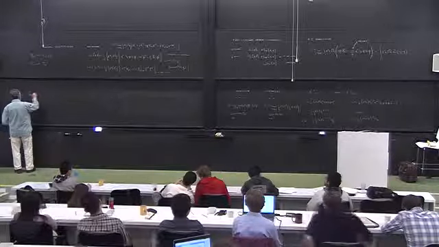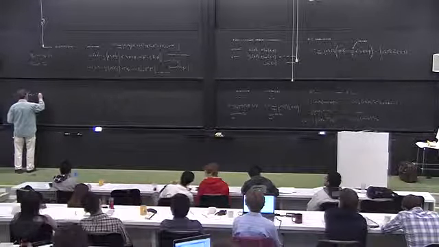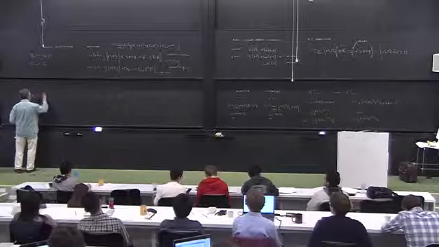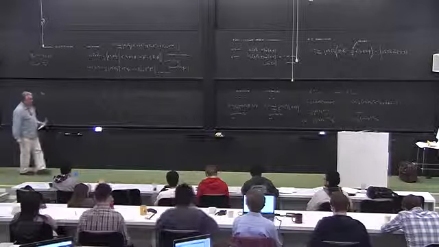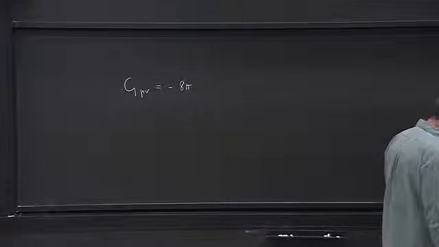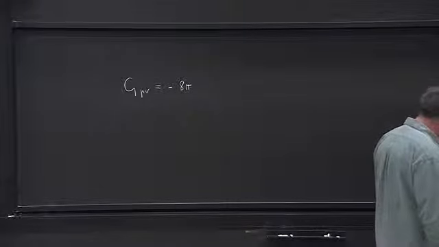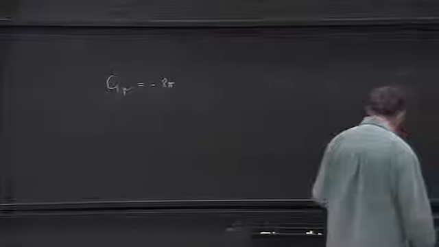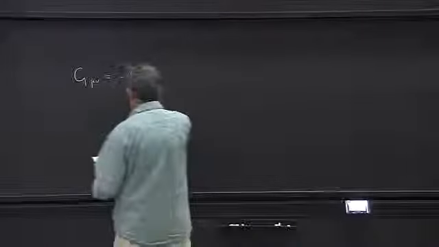G mu nu is minus 8 pi, and I'm putting, this is Weinberg's version, so there may be a factor of kappa different, but let's live with it.